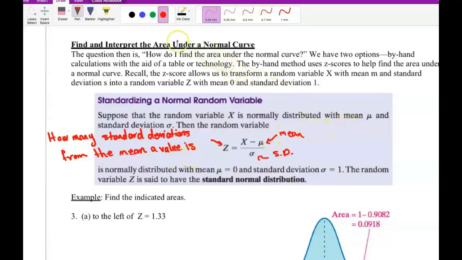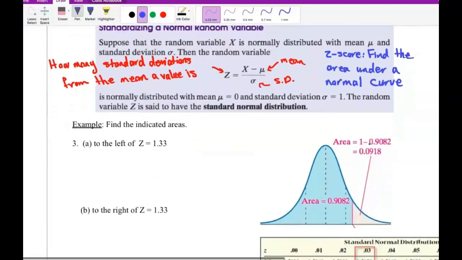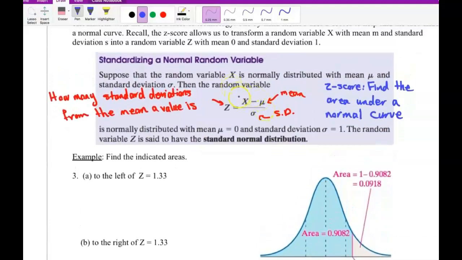And also, you can say that when we have a z-score, that means that we want to find the area under a normal curve. And also this one was our value.